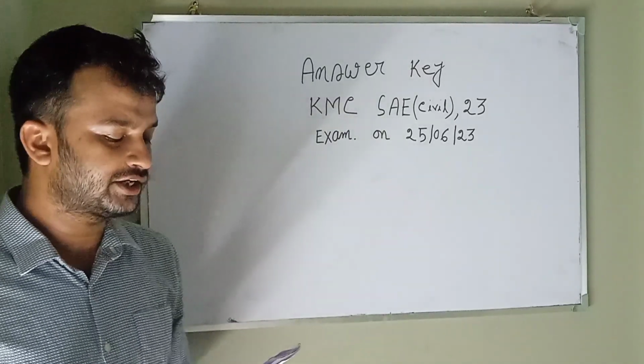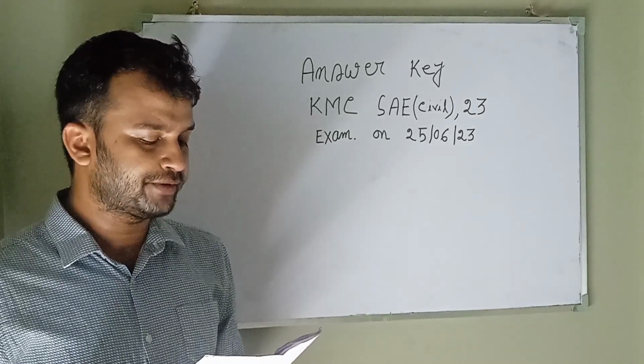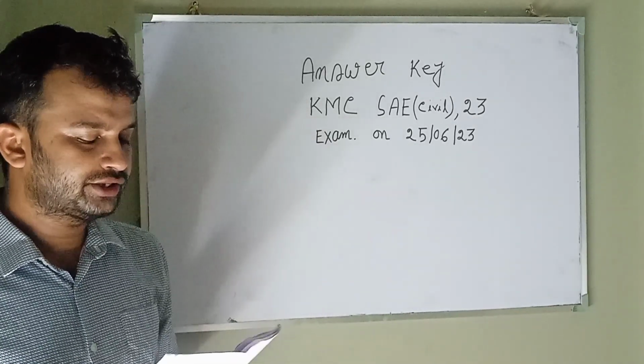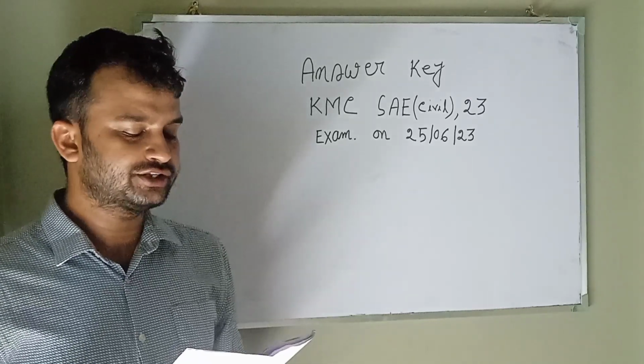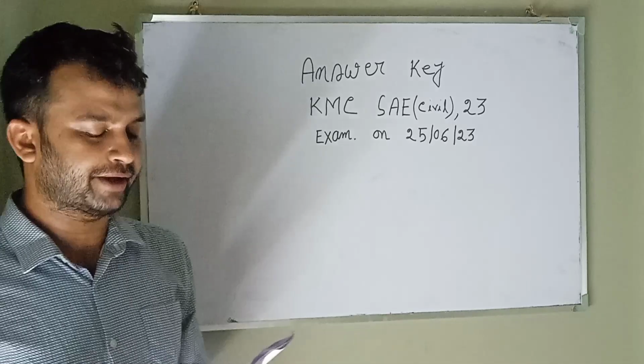Next question number 31. The liquid binder obtained by blending a bituminous material with a volatile solvent is known as. Here the correct answer is option A, cutbacks.